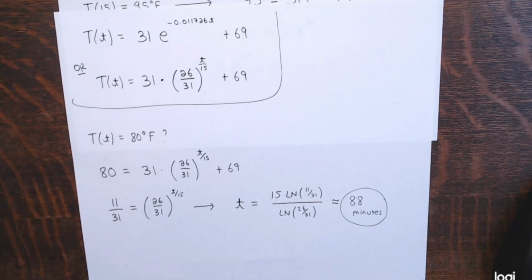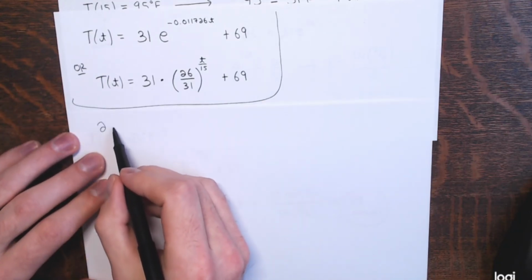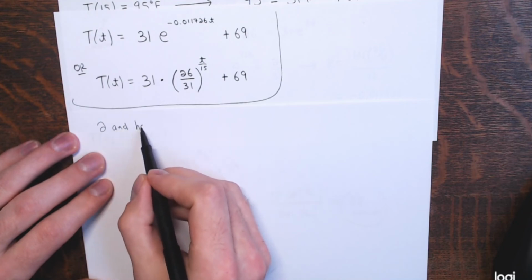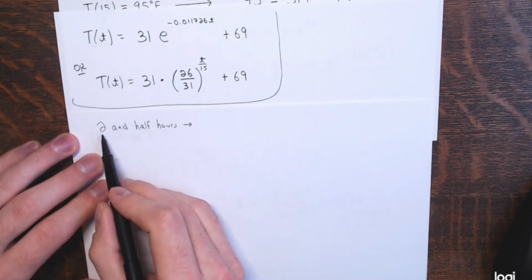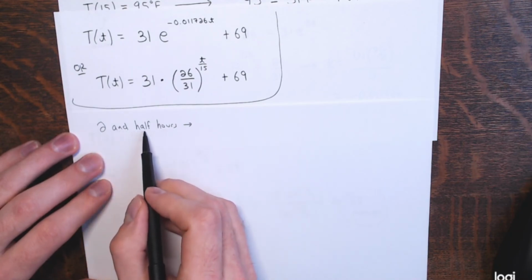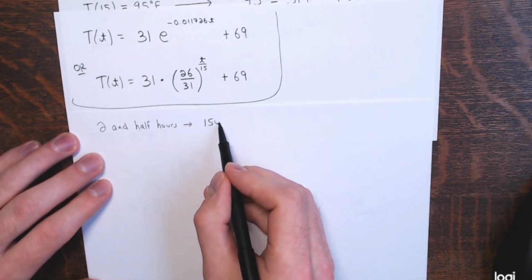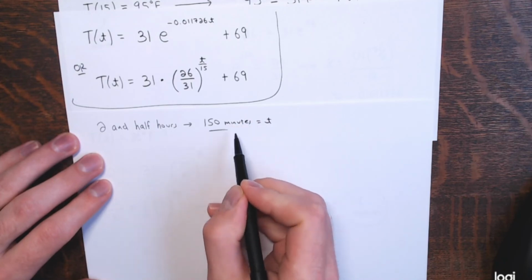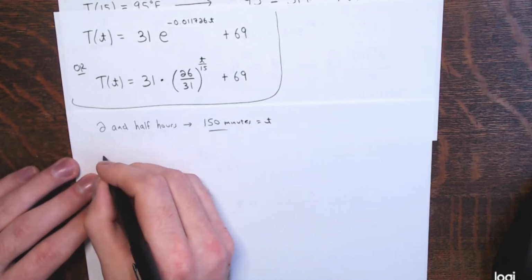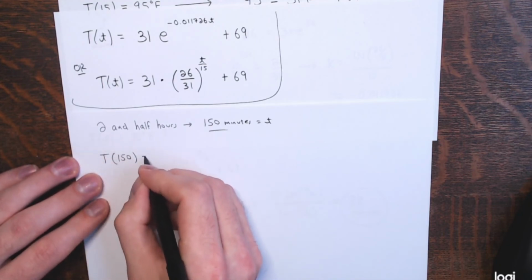So same model, 2.5 hours. If that's the time, remember 2 hours is 120 minutes, half hour is 30 minutes, 120 plus 30, that's 150 minutes. So that's going to be the value of t. So 2.5 hours, I'm finding the temperature of the soup after 150 minutes, T of 150.